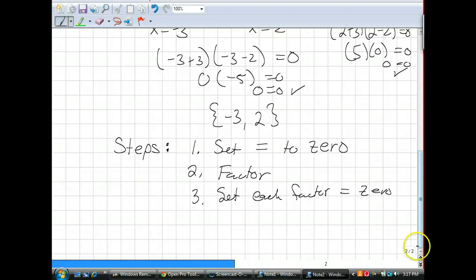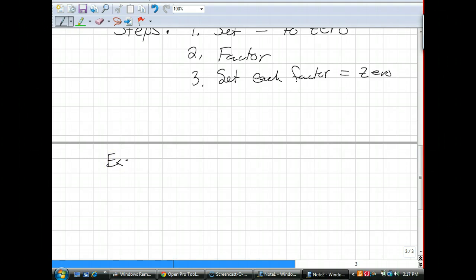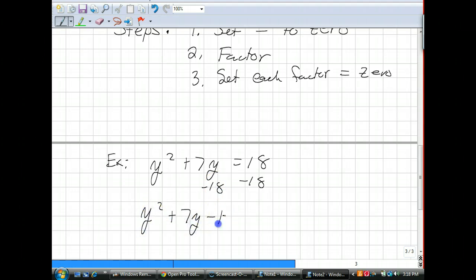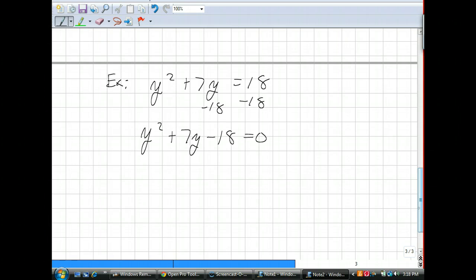So let's look at the next example, example 2. So I have y squared plus 7y equals 18. Step number 1, make sure it's set equal to 0. So in order to set equal to 0, I have to subtract 18 from both sides. So I get y squared plus 7y minus 18 equals 0. Step 1 is done. Step 2 is to factor. There's no common factors in the terms.